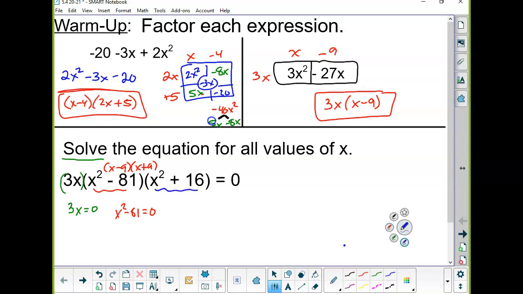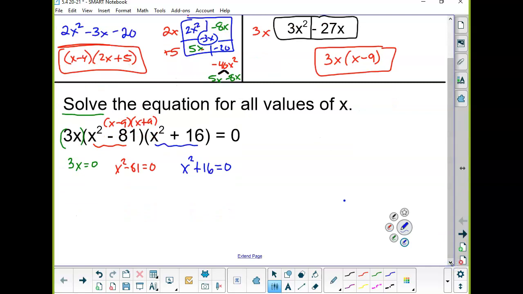And then I have to take the x squared plus 16 and set that equal to 0. Notice, this one, x squared plus 16, does not factor, because there aren't any factors of positive 16 that add up to give me 0. So that's just, the more you guys get used to this, the more you're going to see those patterns develop. So really, I just have three equations that I have to solve.